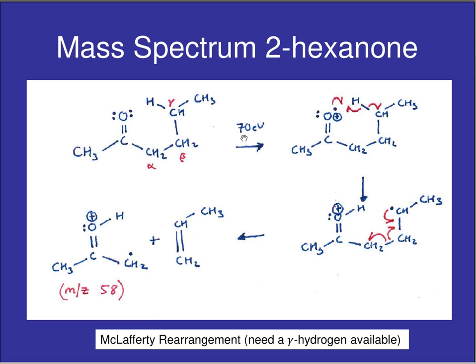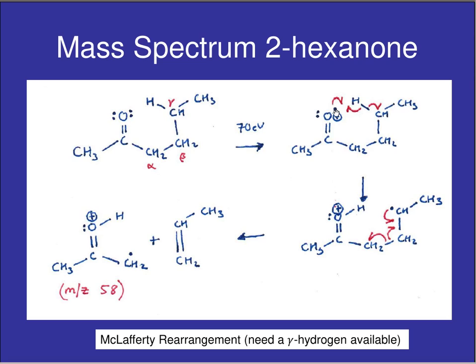Of course, our high energy electron is going to knock off a lone pair, not pi electrons or sigma electrons, but lone pair electrons, because we've got lone pairs available. I'm choosing to knock off this electron over here and leave a positive charge here. This is our molecular ion. What happens in the McLafferty rearrangement is we only use fishhook arrows, single electron movements.